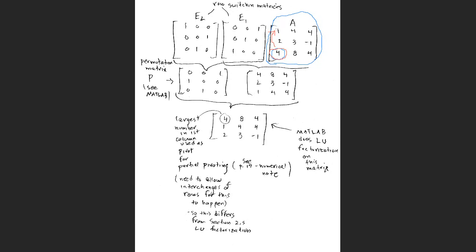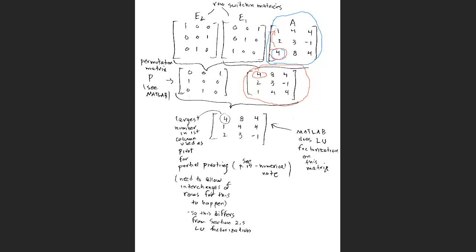And the row switch is taking E1, that's an elementary matrix, right? That's taking the identity matrix and switching the first and third rows. You multiply E1 by A, and that's going to get you the matrix [4, 8, 4; 2, 3, -1; 1, 4, 4]. So we're happy about that because now the 4 is located in the top spot of the column.